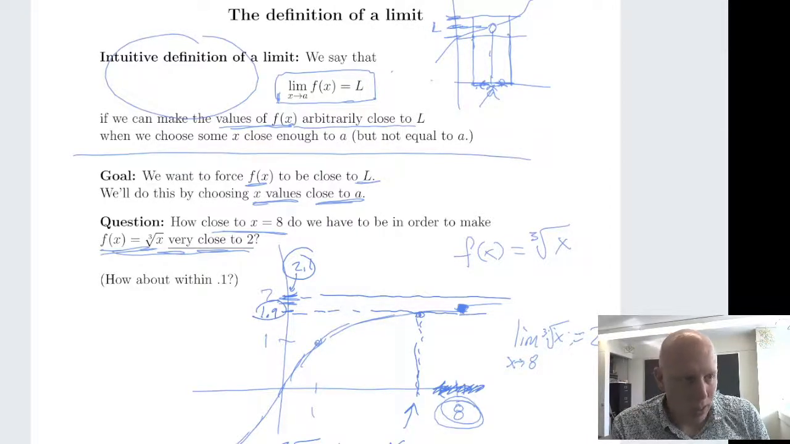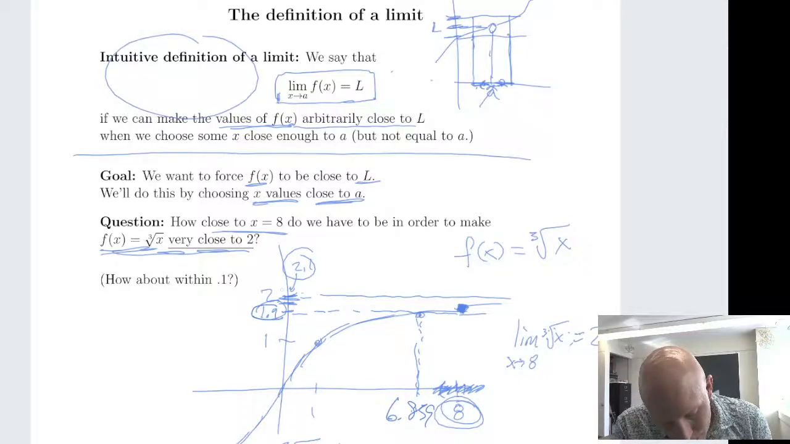A little bit of calculator there gives us that 1.9 cubed is 6.859. So if we look at this point right here, 6.859, and we take the cube root of that number, we get 1.9.